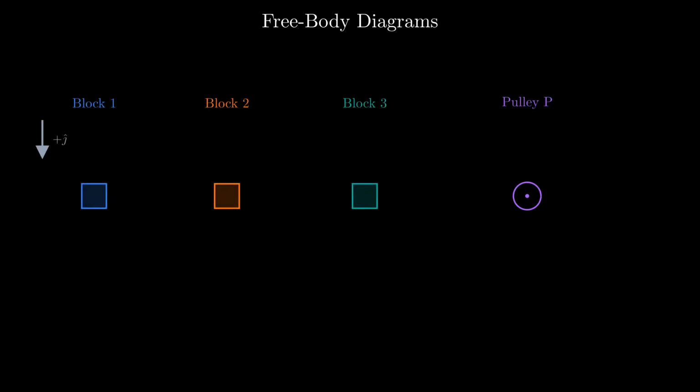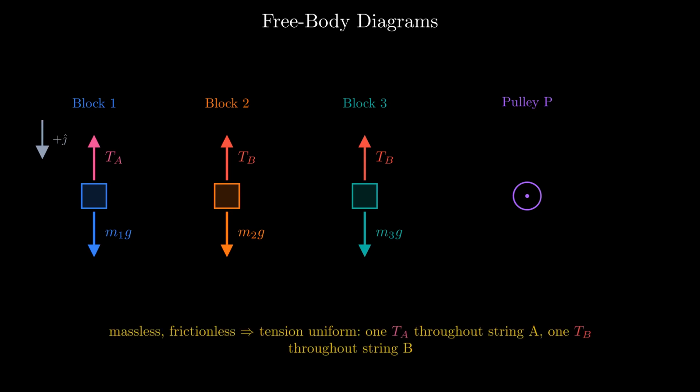Now the forces. Draw a free body diagram for each moving object. Block 1 feels gravity pulling down, mass 1 times g, and the tension in string A pulling up. Blocks 2 and 3 each feel their own weight pulling down, and the tension in string B pulling up. Because the strings and the pulleys are massless and frictionless, the tension is the same all along each rope. One value, Ta, everywhere in string A, and one value, Tb, everywhere in string B.